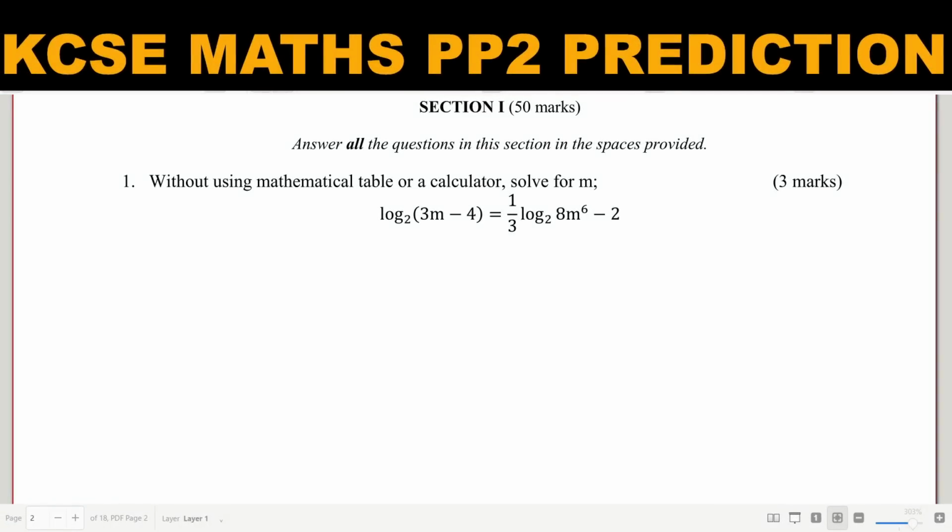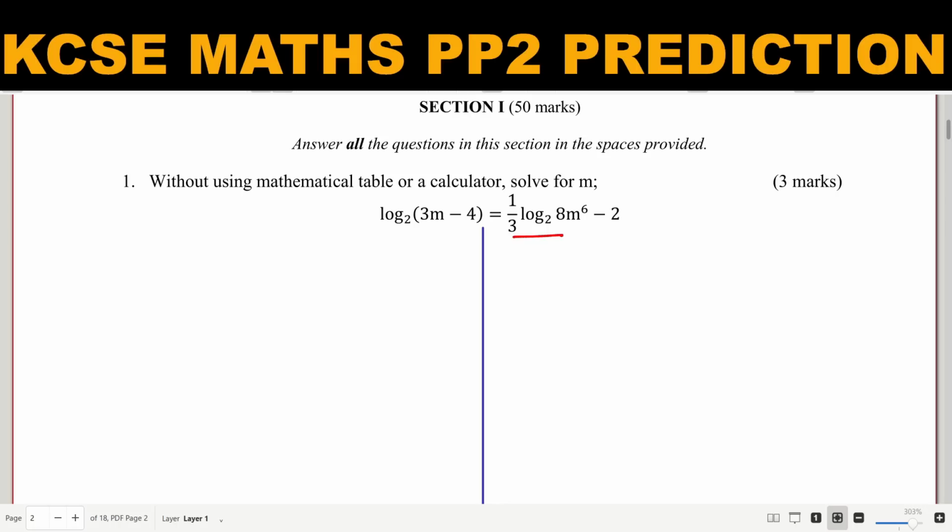Without using mathematical table or calculator. For m, you have the logarithmic equation here. Look at the left hand side and look at the right hand side. The first thing you're going to identify is that on the right hand side, there's something here that you can simplify. And before you solve this question, ensure that you are aware and familiar with the basic laws of logarithms, because those are the ones that you're going to use in this question.